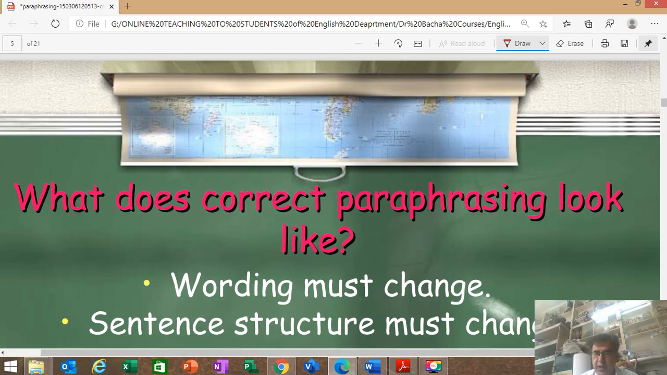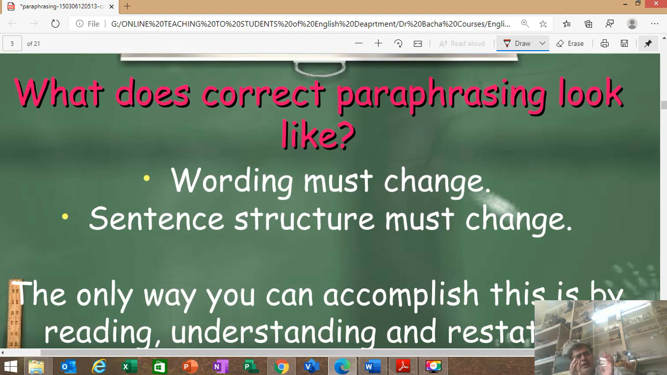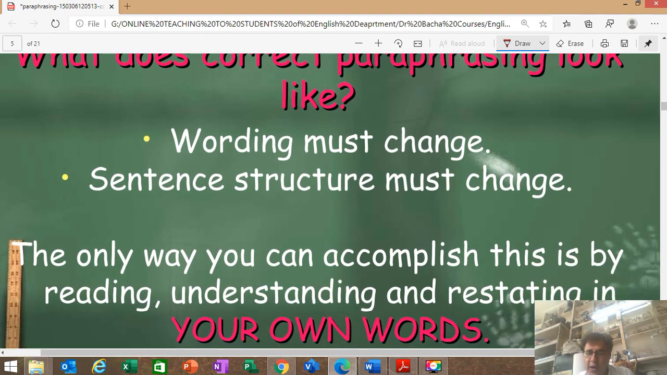And what does correct paraphrasing look like? As I said, you have to briefly summarize and paraphrase any essay, any topic, any journal article, or any reading which you have done. This could be technical as well, and it could even be simplistic. So you should try to stay on that. Wording, remember, wording must change.